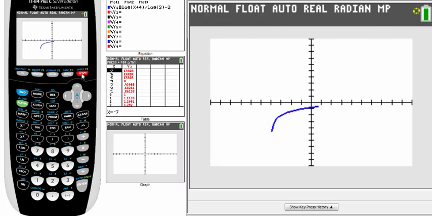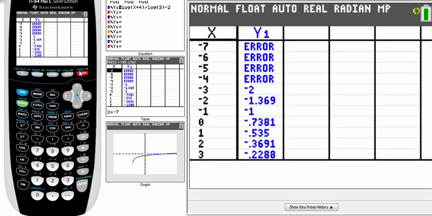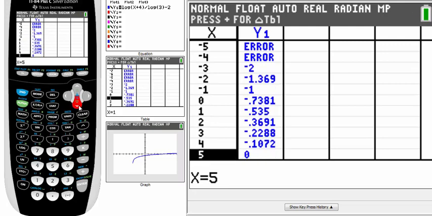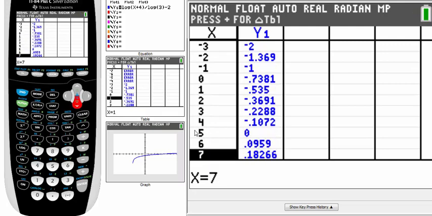Okay, so it's definitely crossing. It looks like right in here somewhere. It's kind of hard to tell. Let's go ahead and look at our second table to see if we can find out where that value is. And remember, these errors mean I can't take the log of a negative number down here. If I plug in a -3, however, I don't get a negative number back. I want to look to see where this changes from negative to positive. Oh, there it is. There's my 0 right there. So my solution here is 5.